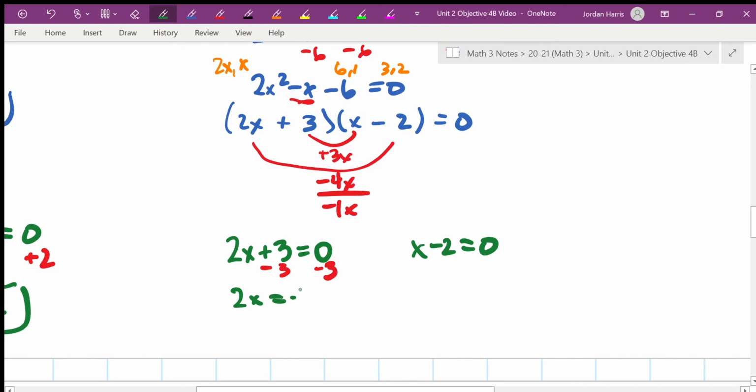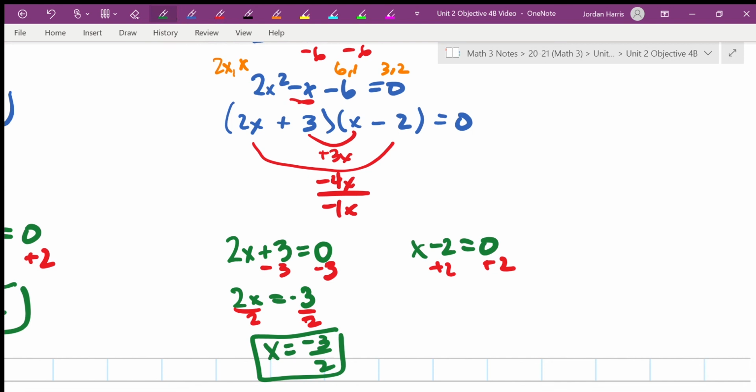So subtract 3, divide by 2, and I get my first answer, x equals negative 3 over 2. And the last one, I just add 2, and I get x equals positive 2. Those are my two solutions.